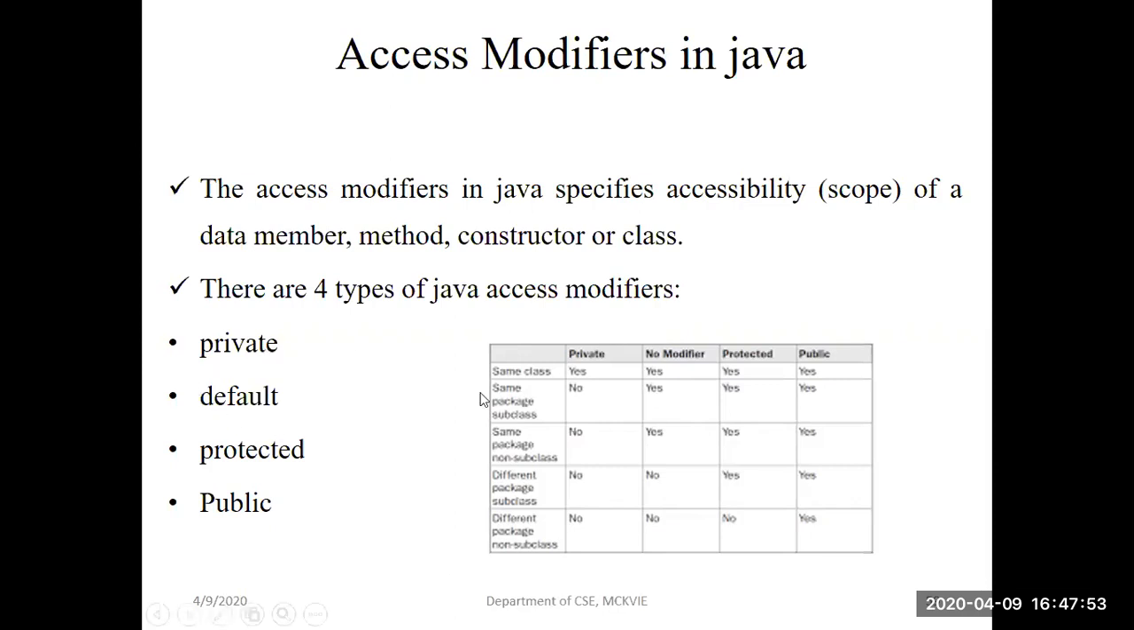So when you are using the private access specifier, the first case is yes and all the rest are no. When you are using the public access specifier, all the cases are yes. Hopefully this much is clear.